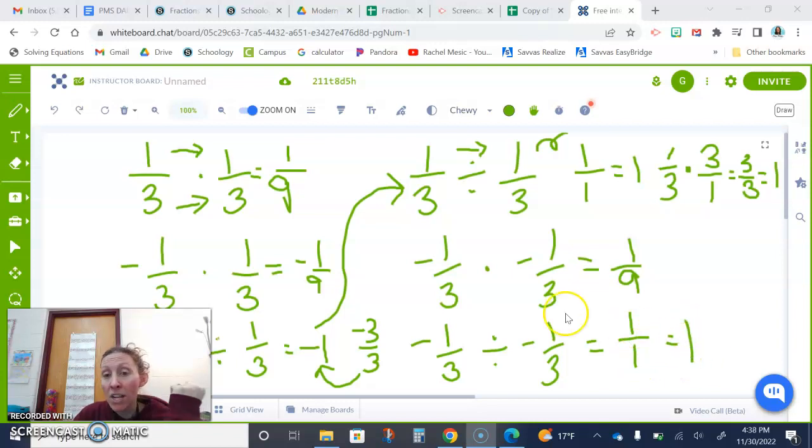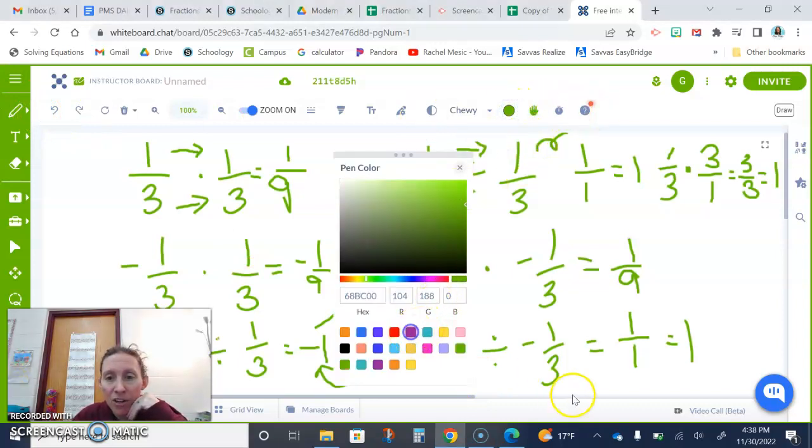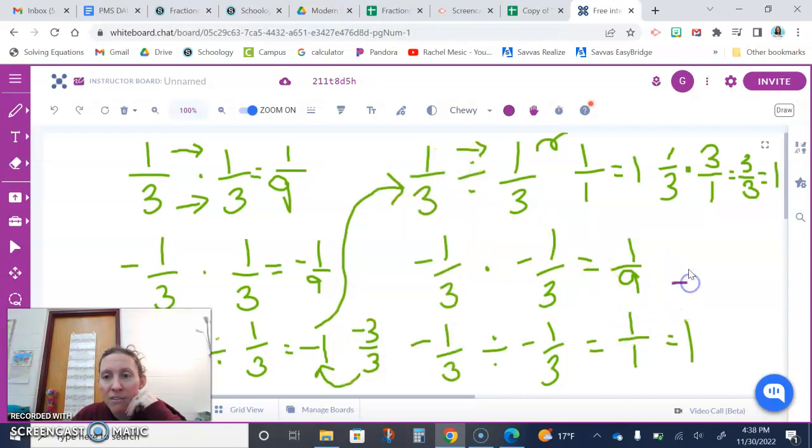All right, so that is 1, and a negative divided by a negative is a positive. And again, you could do -1/3 times -3/1. I'm going to maybe grab a separate color. I feel like this is a little bit cluttered. So you could do -1/3 times -3/1. And if you multiply straight across, you would get 3/3, and a negative times a negative is a positive, and 3/3 simplifies to 1.